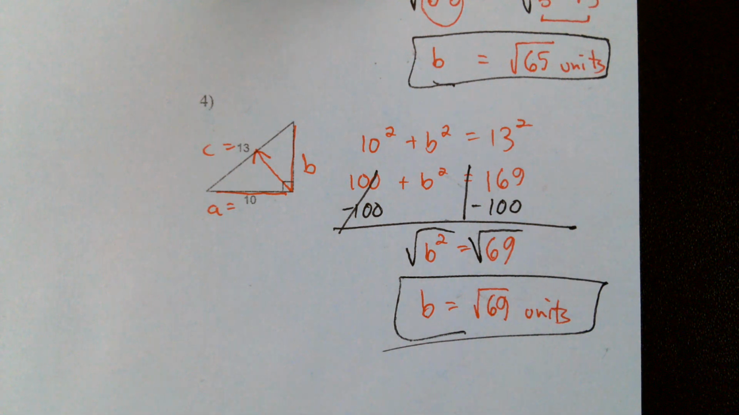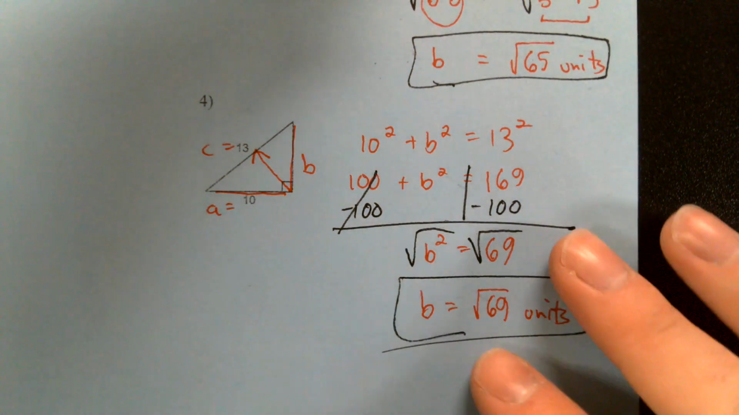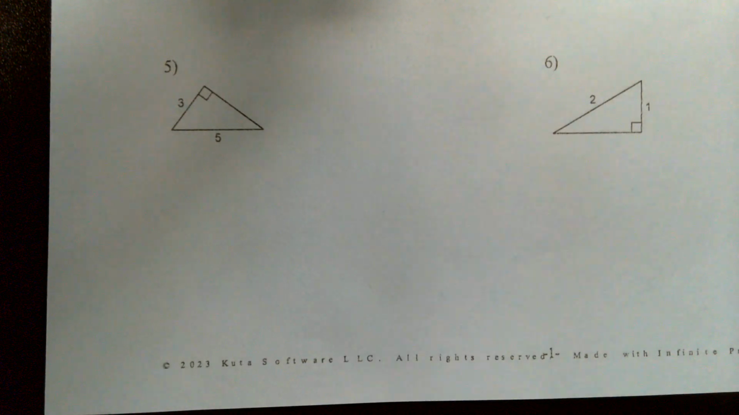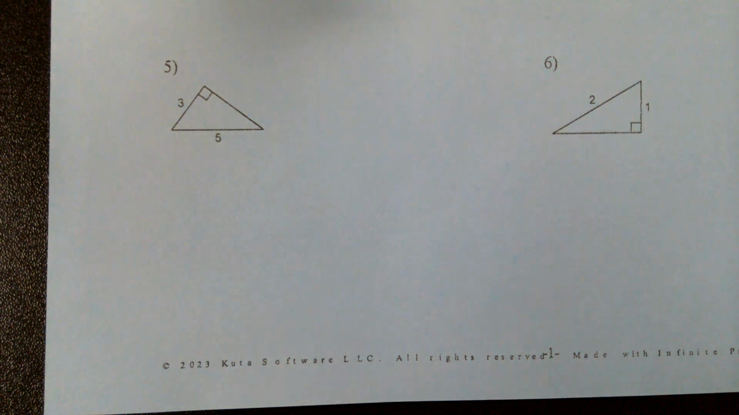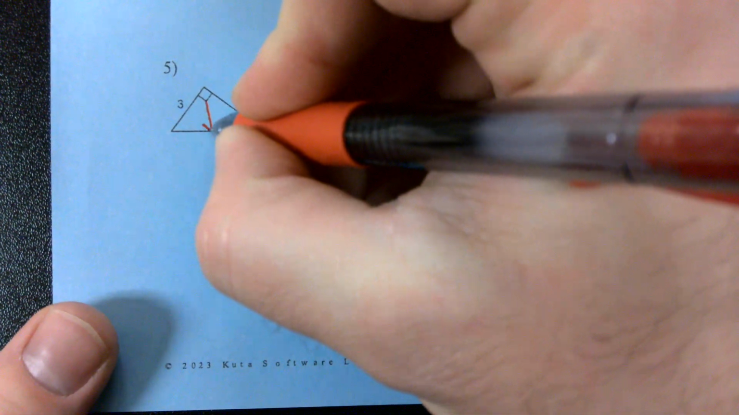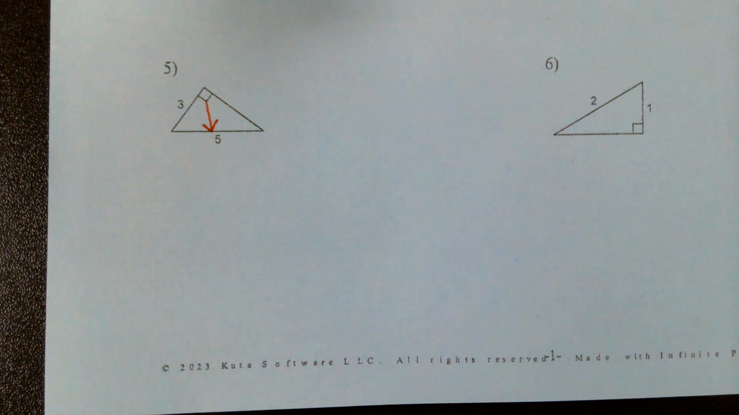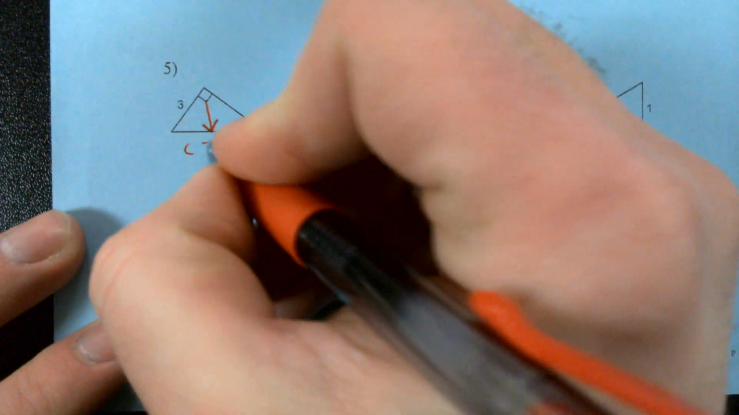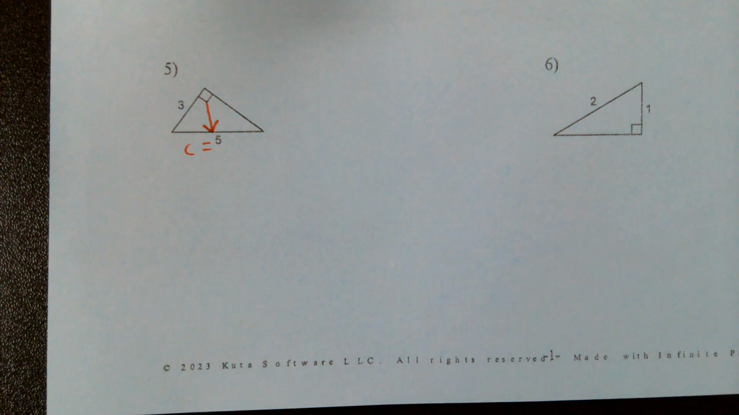Now I would jump down to number 6, but it's kind of similar to numbers 2 and 4, so I want to do something a little bit different. Let's take a look at number 5. Now number 5, our triangle's oriented a little bit differently, but we're still able to tell which side is the hypotenuse by following this right angle. Right? It's pointing right down to the hypotenuse. That's going to give us a C value of 5.